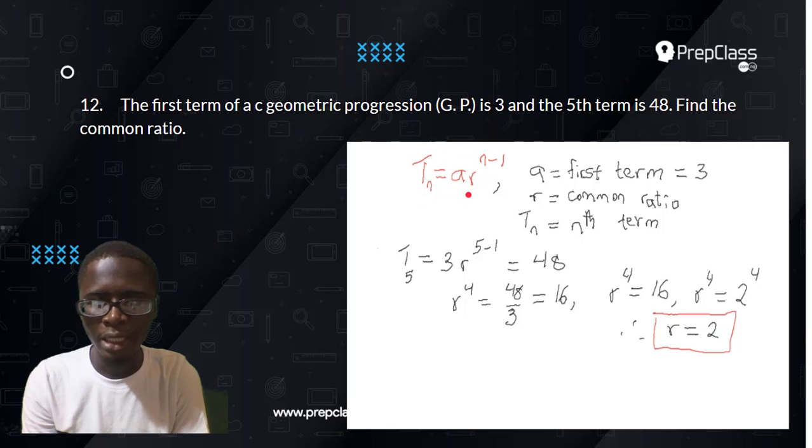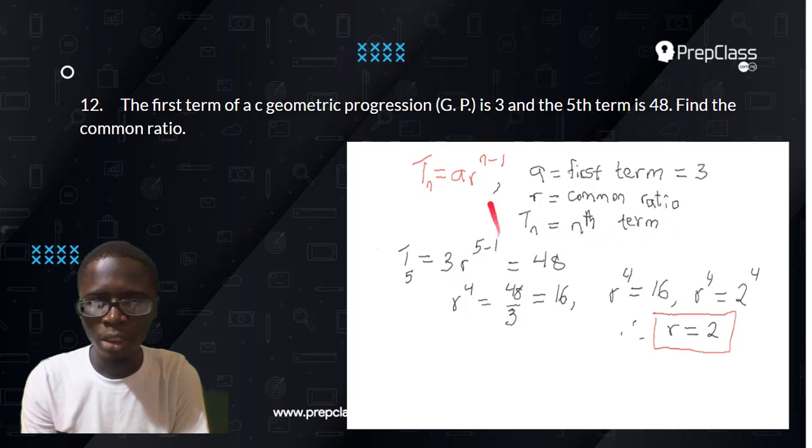So as you can see, this is the expression. This is the equation here. We have Tn is equivalent to a r raised to the power of n minus 1, where a is the first term, which is given as 3, r is the common ratio that we're looking for, and then the Tn is the nth term in question.